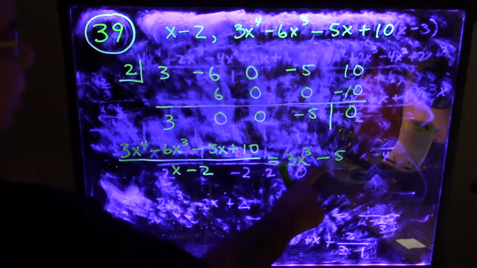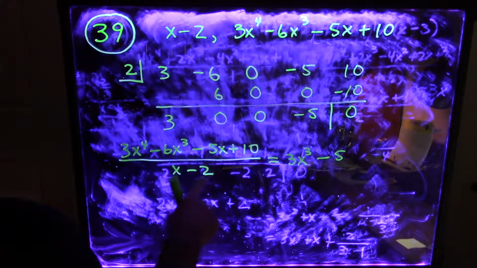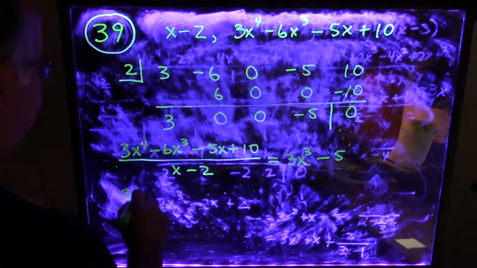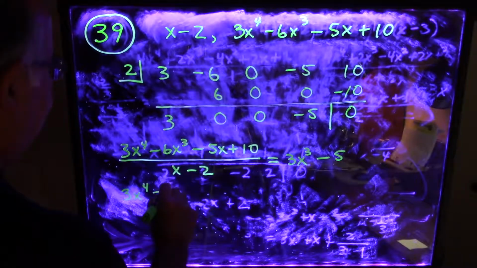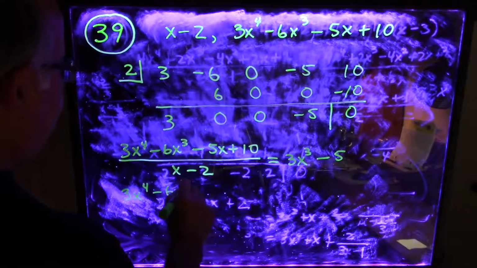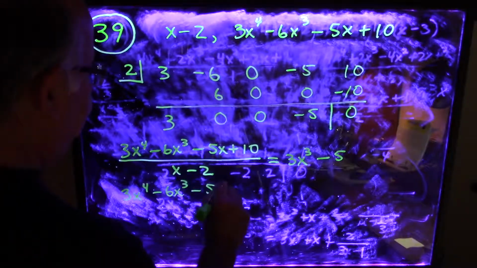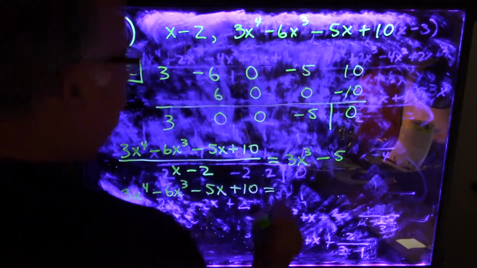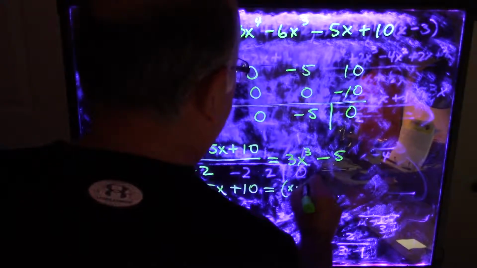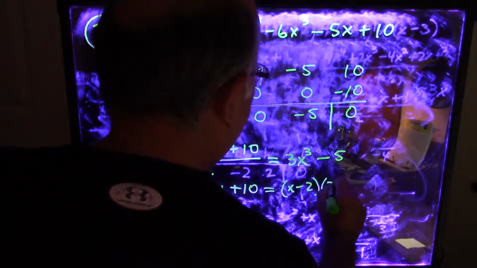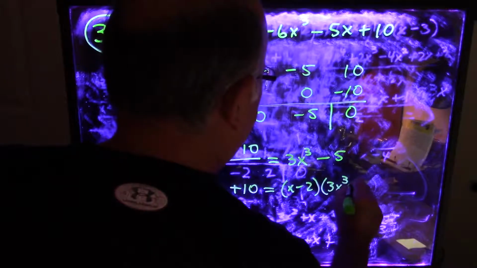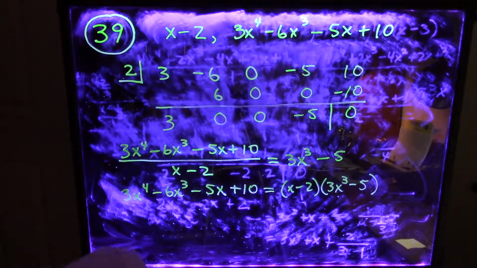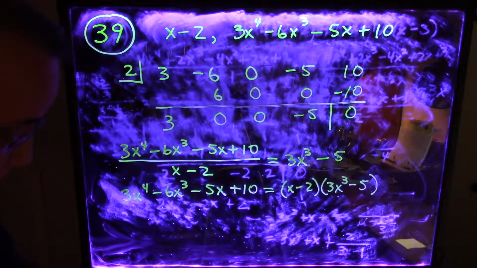So that's the quotient. Now what you do is multiply both sides by x minus 2, so you'll end up with a factorization. 3x to the 4th minus 6x cubed minus 5x plus 10. Multiplying both sides by x minus 2, that gives you x minus 2 times 3x cubed minus 5. And there is our factorization.